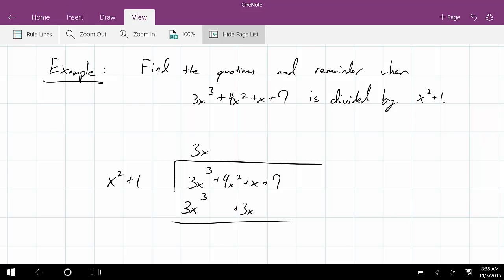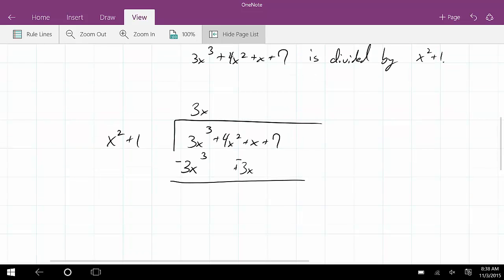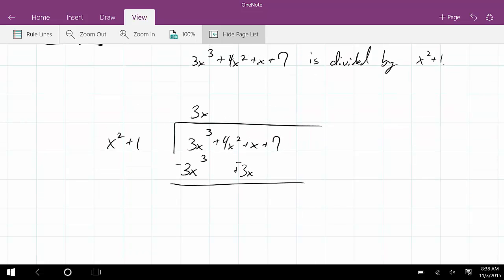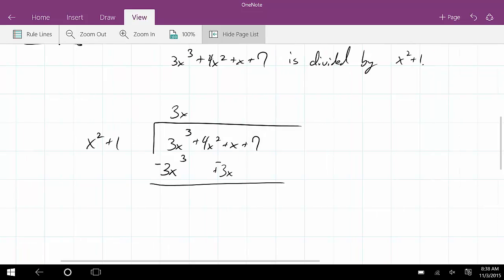Now we're going to subtract. Since you're subtracting this second polynomial, I recommend you change all of these signs to help keep everything on an even keel. So you can see that you have 3x cubed minus 3x cubed, or plus negative 3x cubed, that's going to be 0x cubed. Then you have 4x squared minus 0x squared, so you're still going to have 4x squared. Now you have x minus 3x, so that's now going to be a negative 2x. And then you have this plus 7, minus 0, which is just plus 7.